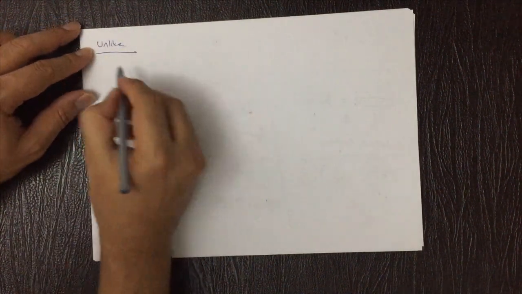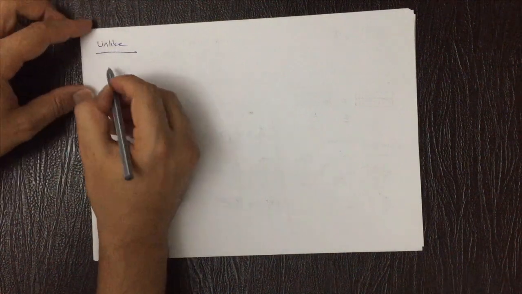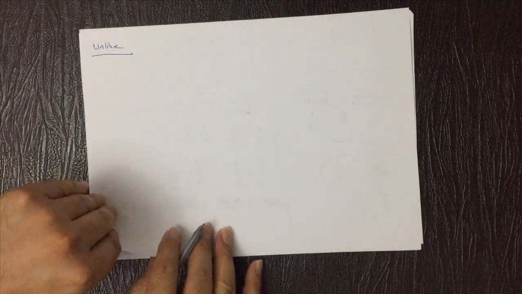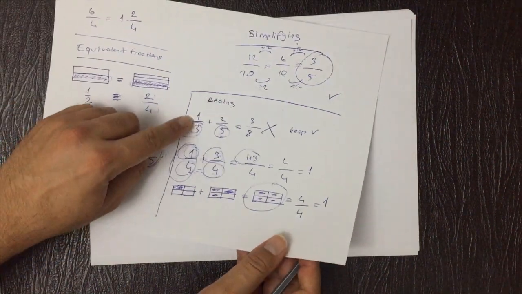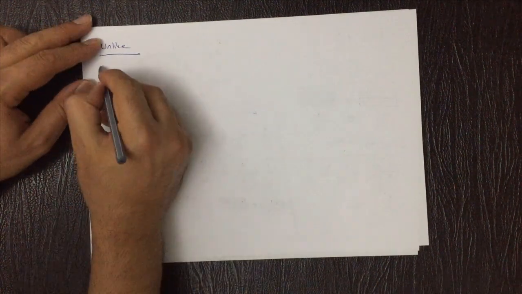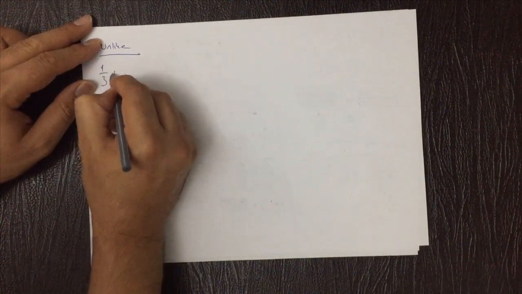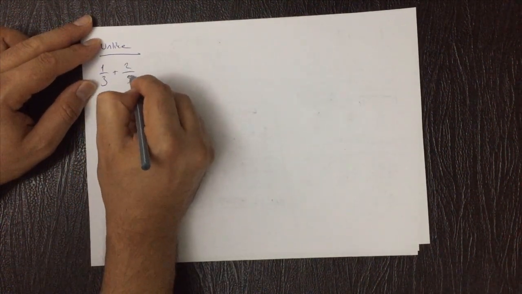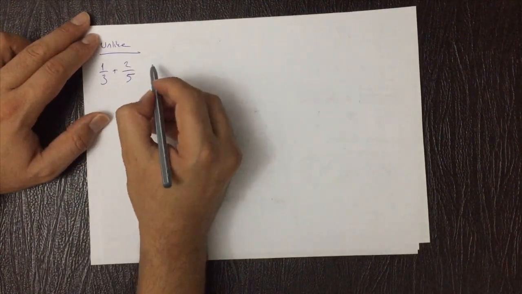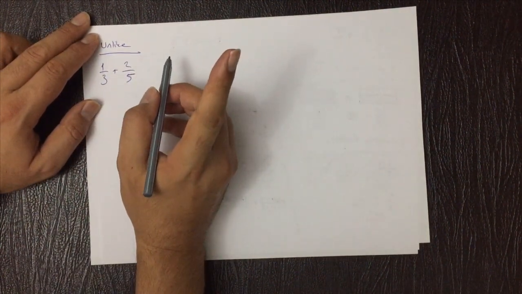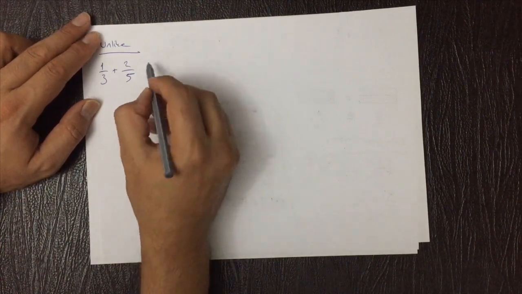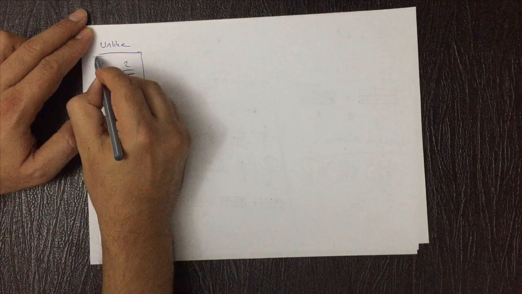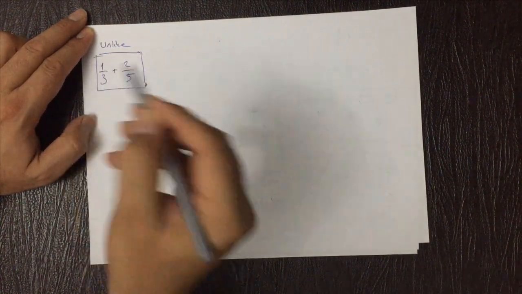Unlike denominators. Let's look at here again. Look, 1 out of 3 and 2 out of 5. 1 out of 3 plus 2 out of 5. What does it mean? It's hard. So keep this in mind, and we will come back to it.